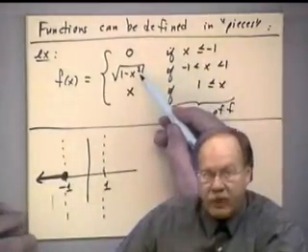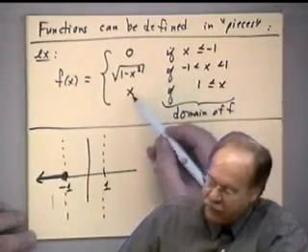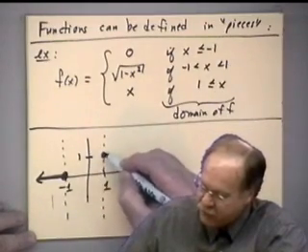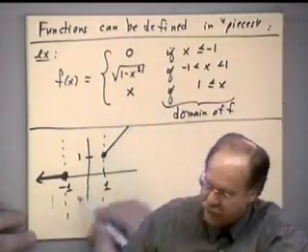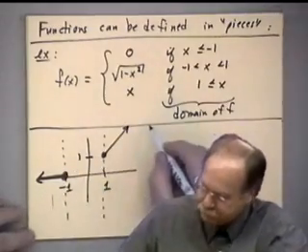We'll skip the middle one for a moment and look at the one at the other end. If x is greater than or equal to 1, the function is x. So let's see. At 1, x would be a height of 1 and go off at this 45-degree direction. Now, what about the part in the middle?